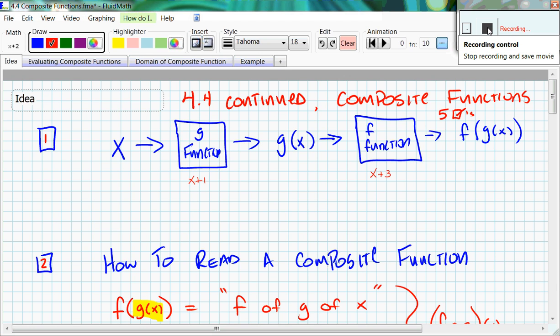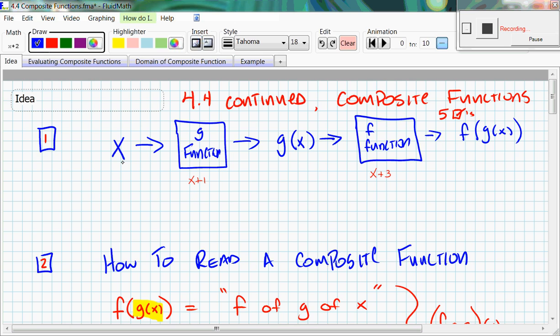Okay, this is section 4.4, Advanced Algebra 2 Trig continued, and we're talking about composite functions, okay? So, I want to present the idea. There's 5 boxes here. I want to present the idea, right? So the idea is, if you start with a domain value, say of x, right?